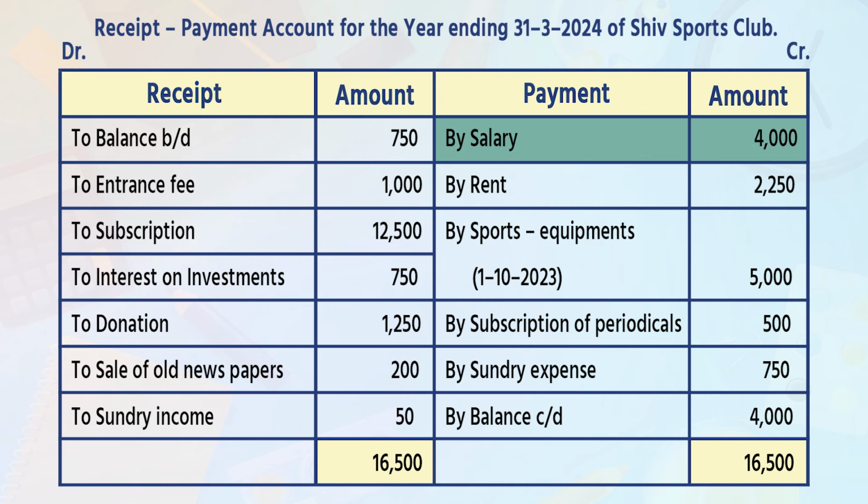Now come to the payment side. Here salary, rent, sports equipment, again in that opening balance is given, that is 1st October 2023, subscription of periodicals, sundry expenses and closing balance carried forward, and the total of the payment side is 16,500.